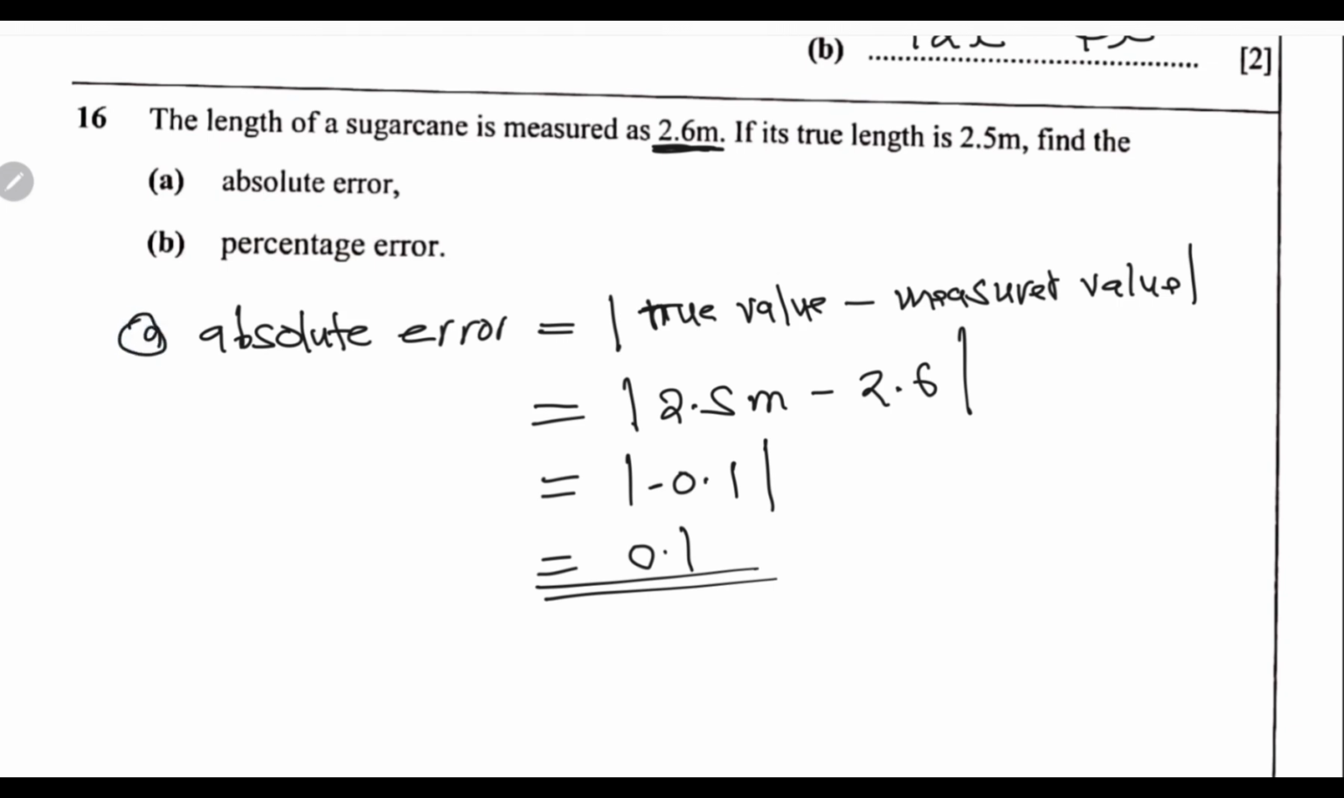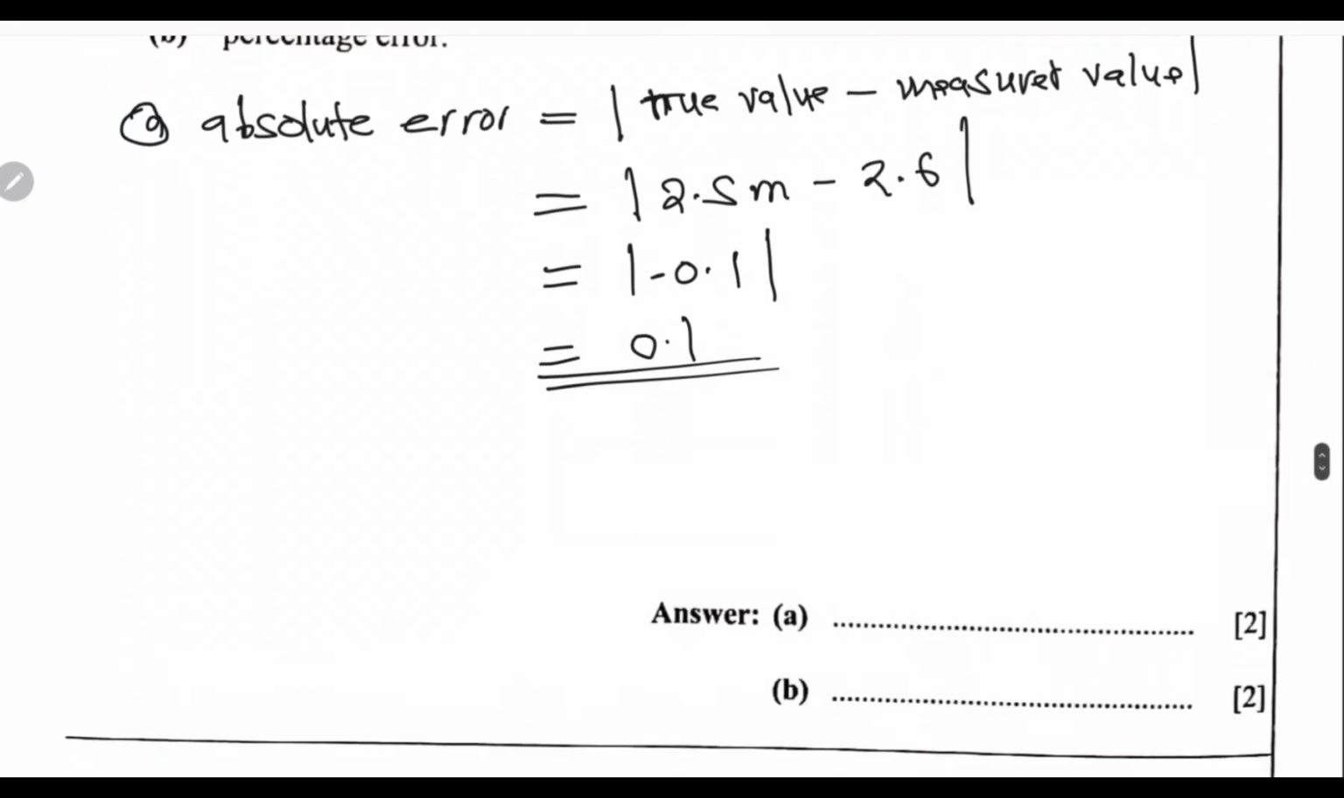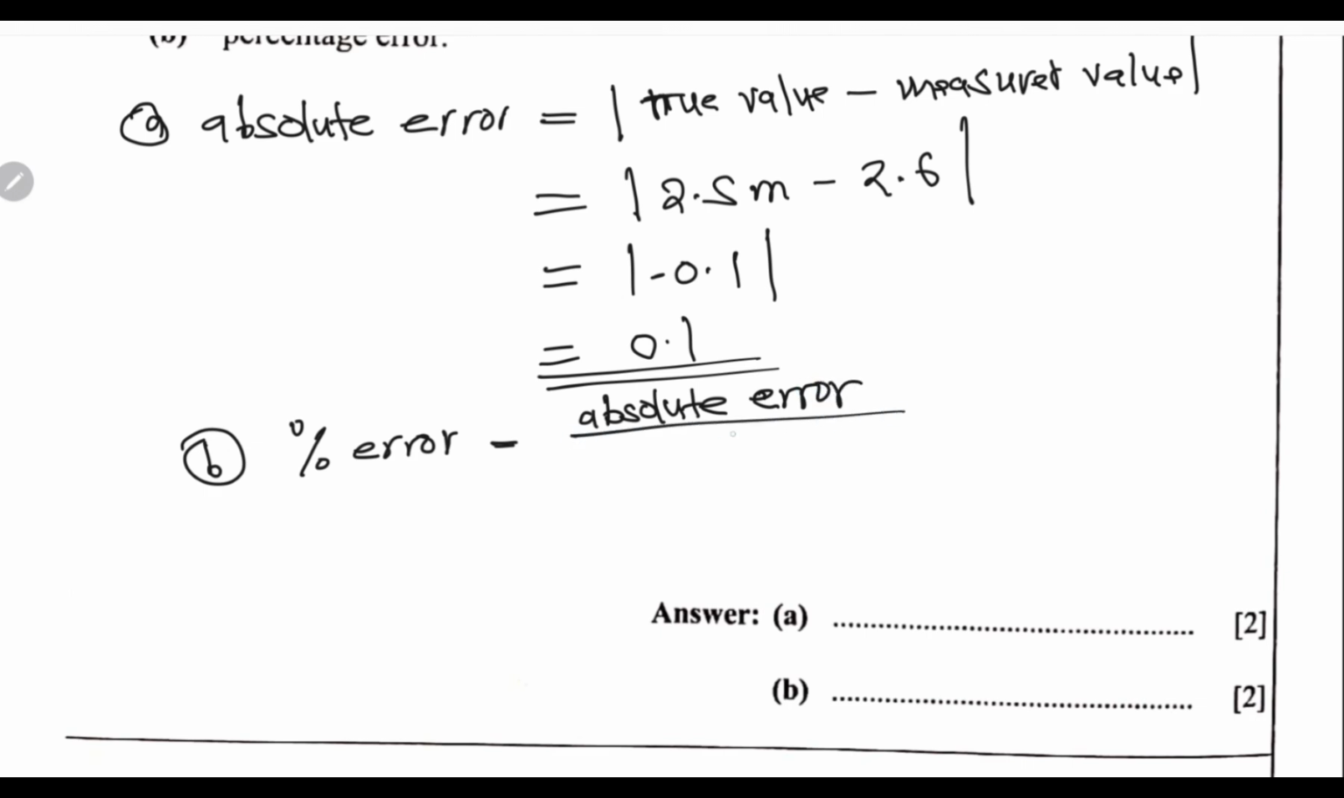So this is the answer for part A. So part B, we are asked to find the percentage error. So percentage error equals absolute error over true value, then multiplied by 100%. So since we have the absolute error, then it even makes our work easy.